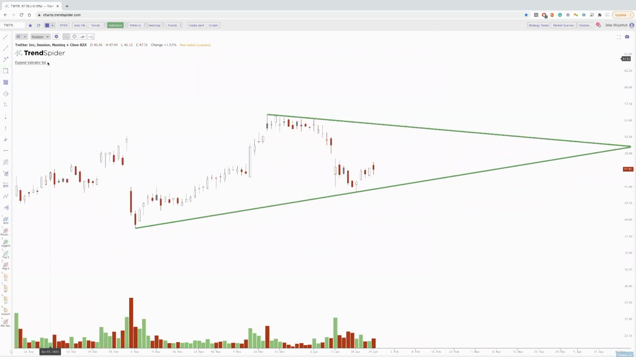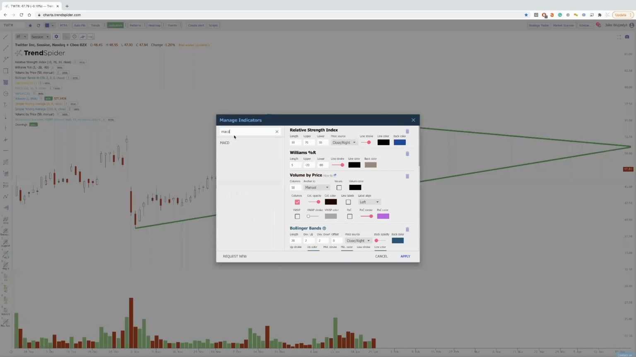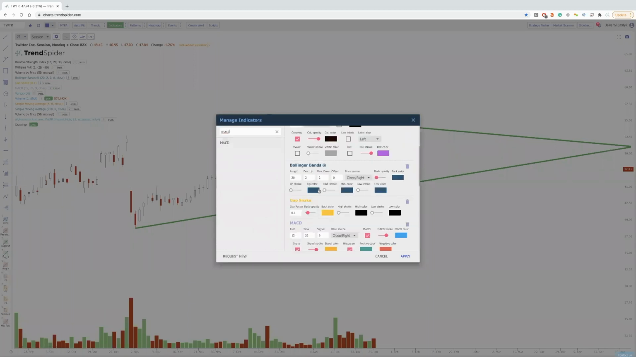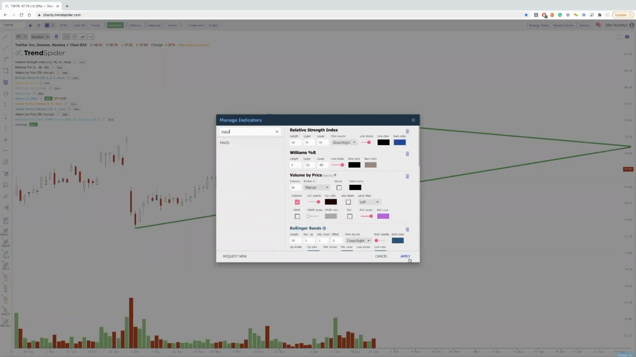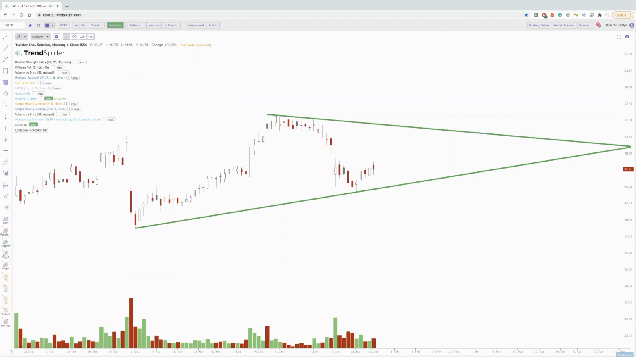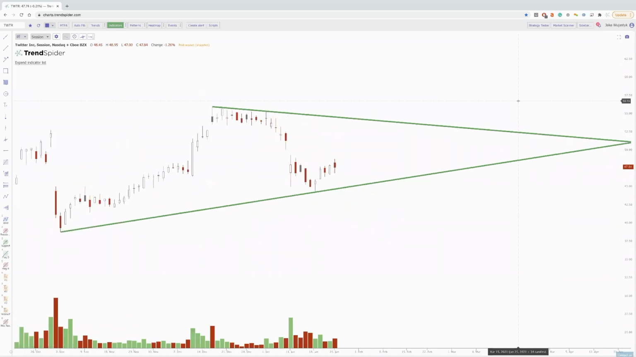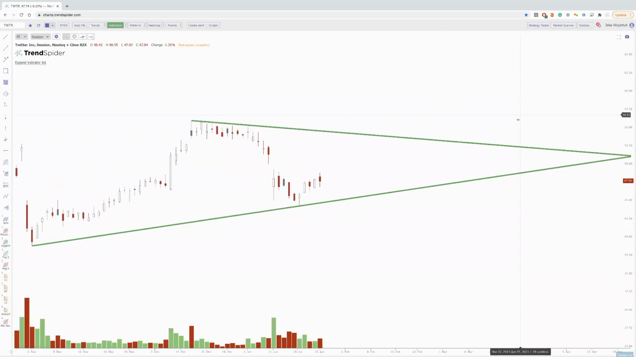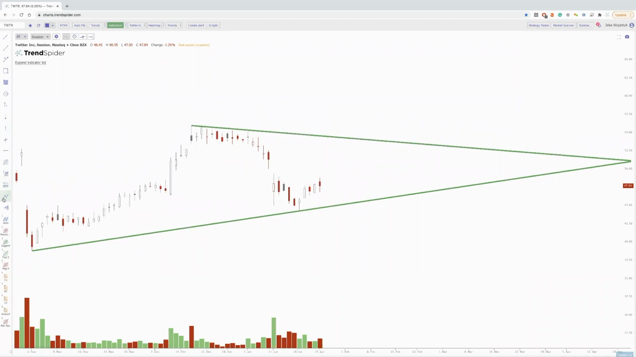If you want to add a MACD or any lower indicator, you just go to indicators and then you just search, let's say MACD, you'd click on it, it would pop up on your indicator list here and you click apply and it will pop up in this indicator list. So we've got this symmetrical triangle on Twitter. Let's say that maybe you are going long Twitter. Maybe you think Twitter is going to have some type of move up right to this point here.